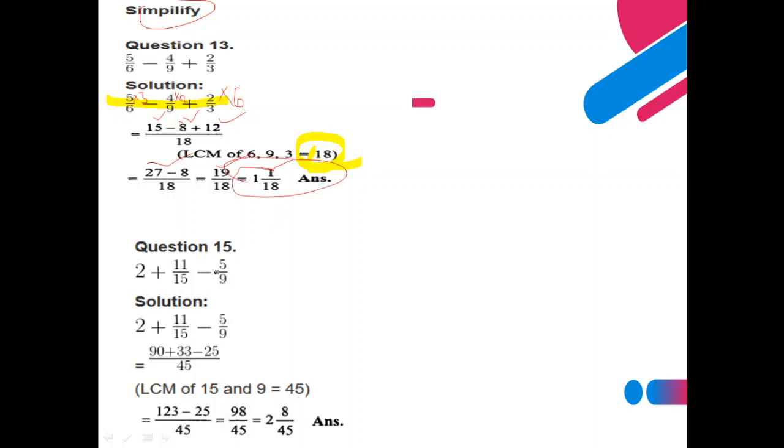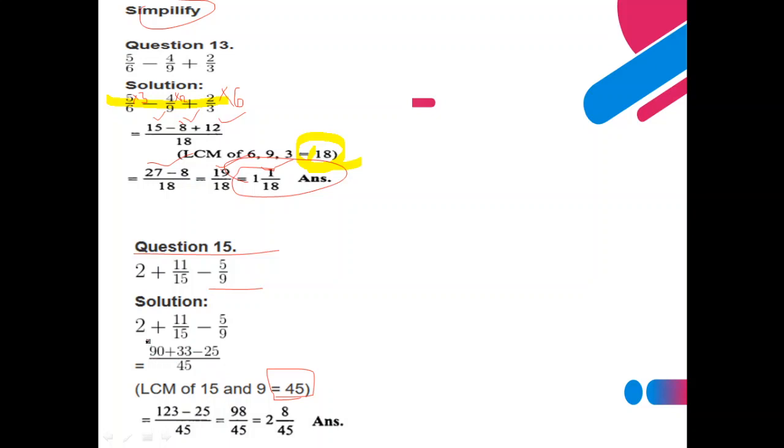See the next question. Question number 15, that also is the same. Here 2 plus 11 upon 15 minus 5 upon 9. So firstly we will find the LCM. The LCM of 15 and 9 is 45. And then after we will use the same concept.